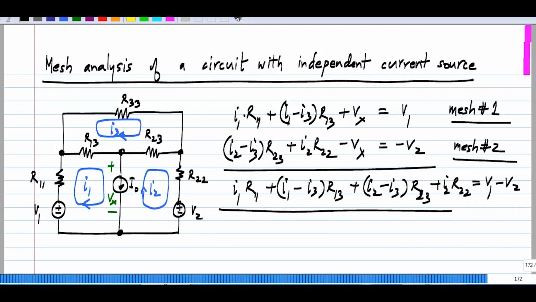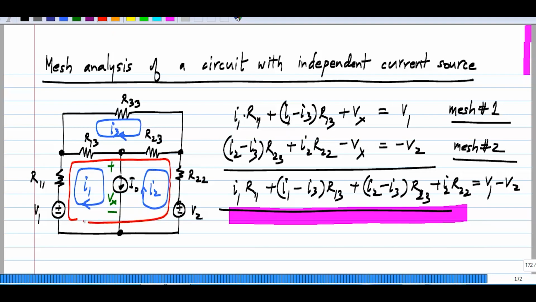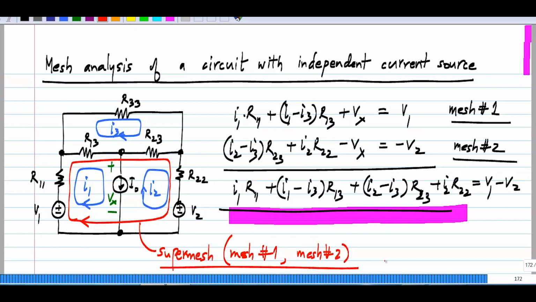Vx goes away because in mesh number 1 it appears with one sign, in mesh number 2 it appears with the opposite sign. And now what is this after all? This is basically the voltage drops if you go around this entire loop, which consists of these two meshes, and this is known as the super mesh, which is a combination of mesh number 1 and mesh number 2.